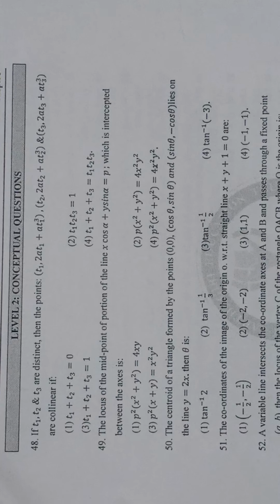Okay, then what is the condition for the collinearity of the given 3 points? So slope of AB is equal to slope of AC, or slope of AB is equal to slope of BC, you can consider either, right?